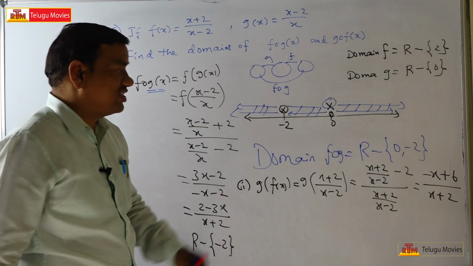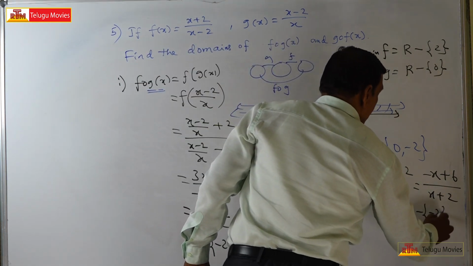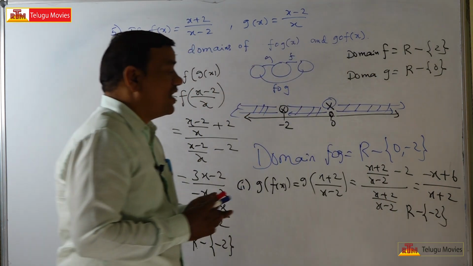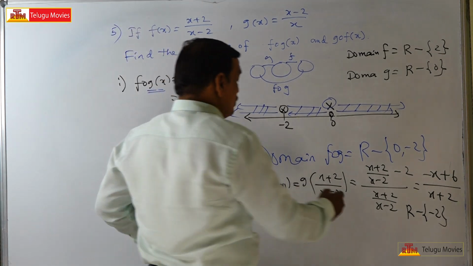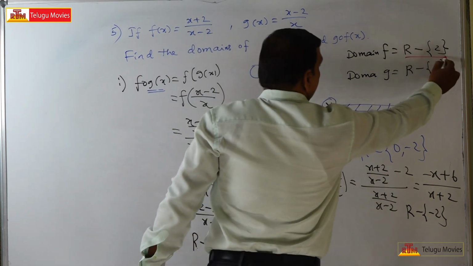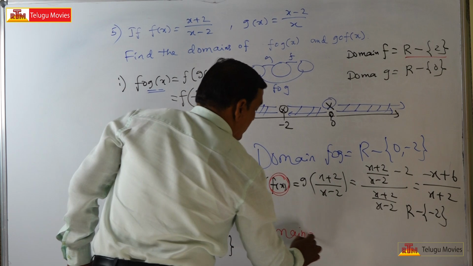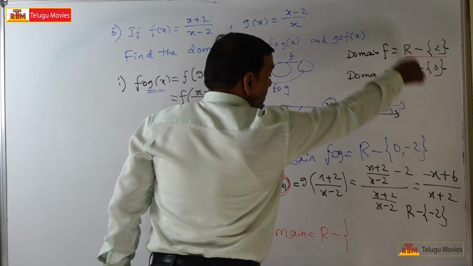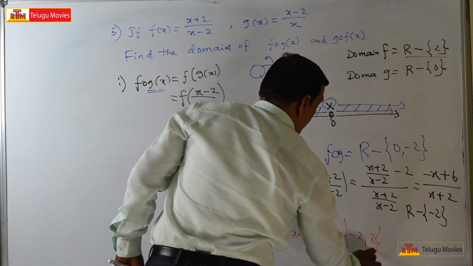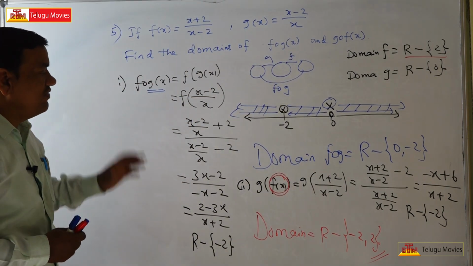Okay, now x minus 2 cancels. Here what is that? R minus {-2}. And here, what is the domain of f? You have to see the domain of f, R minus {-2}. If you write the number line, the domain is R except that, and this is minus 2 comma 2. This is your domain. Understand this? Very, very easy problem.